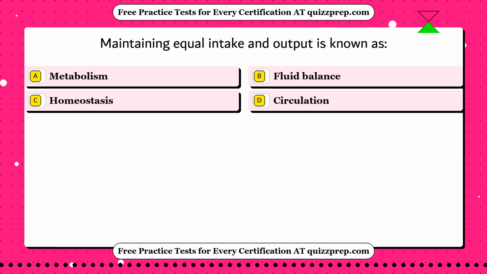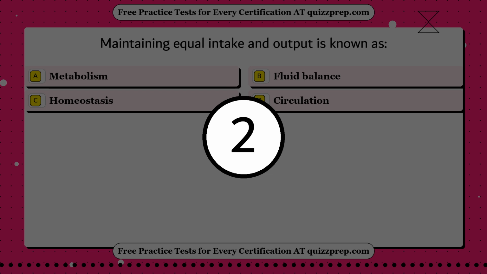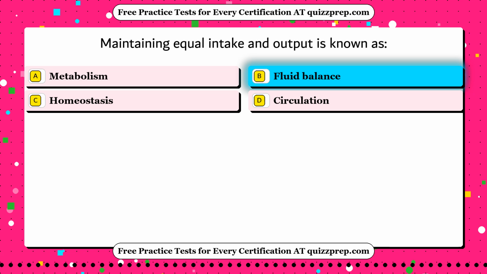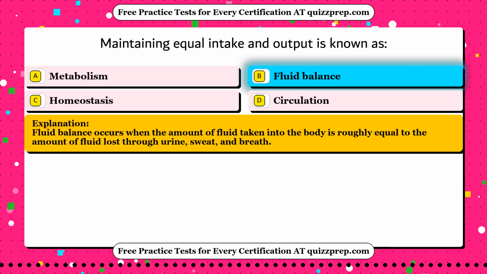Question 68. Maintaining equal intake and output is known as: Option A, metabolism. Option B, fluid balance. Option C, homeostasis. Option D, circulation. The correct answer is option B, fluid balance. Fluid balance occurs when the amount of fluid taken into the body is roughly equal to the amount of fluid lost through urine, sweat, and breath.